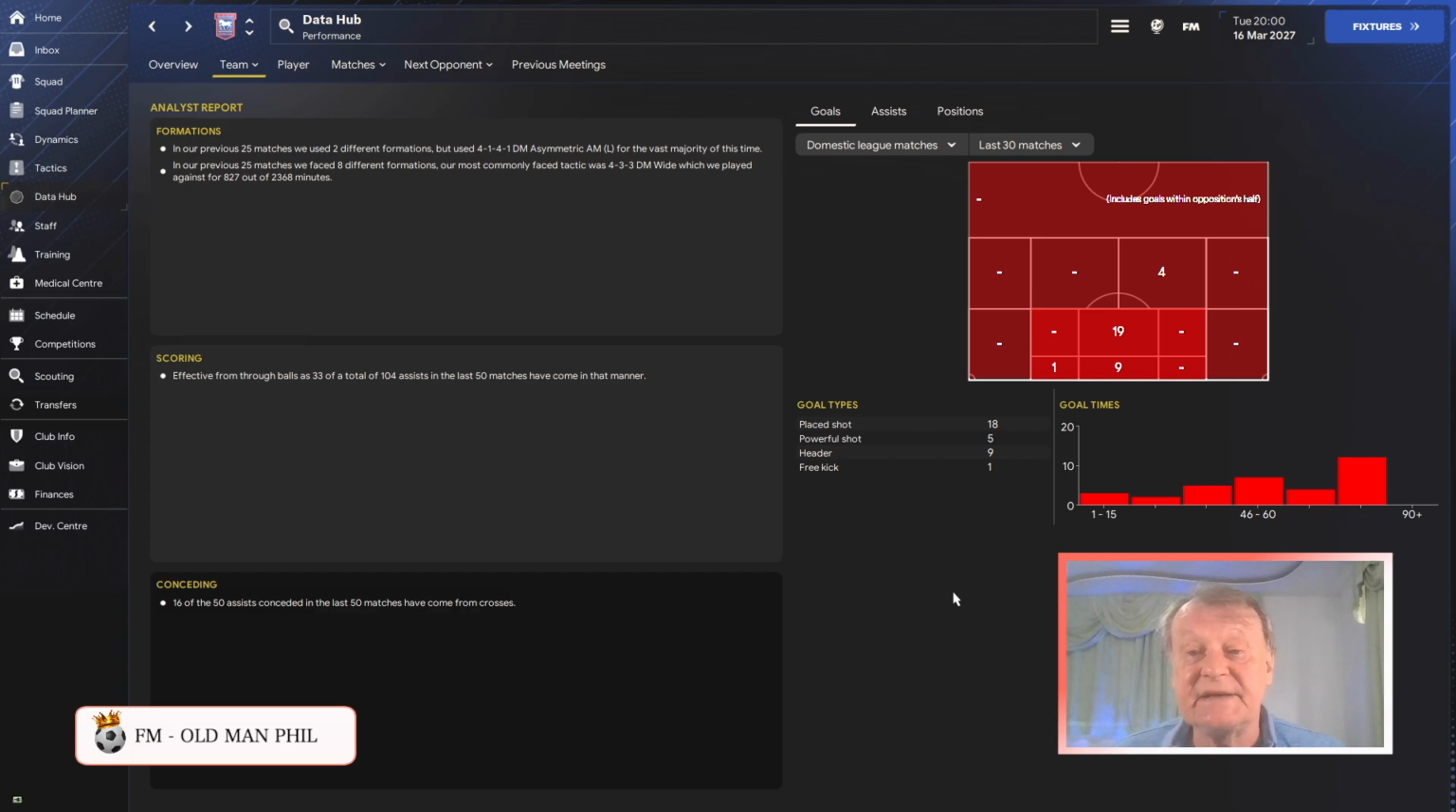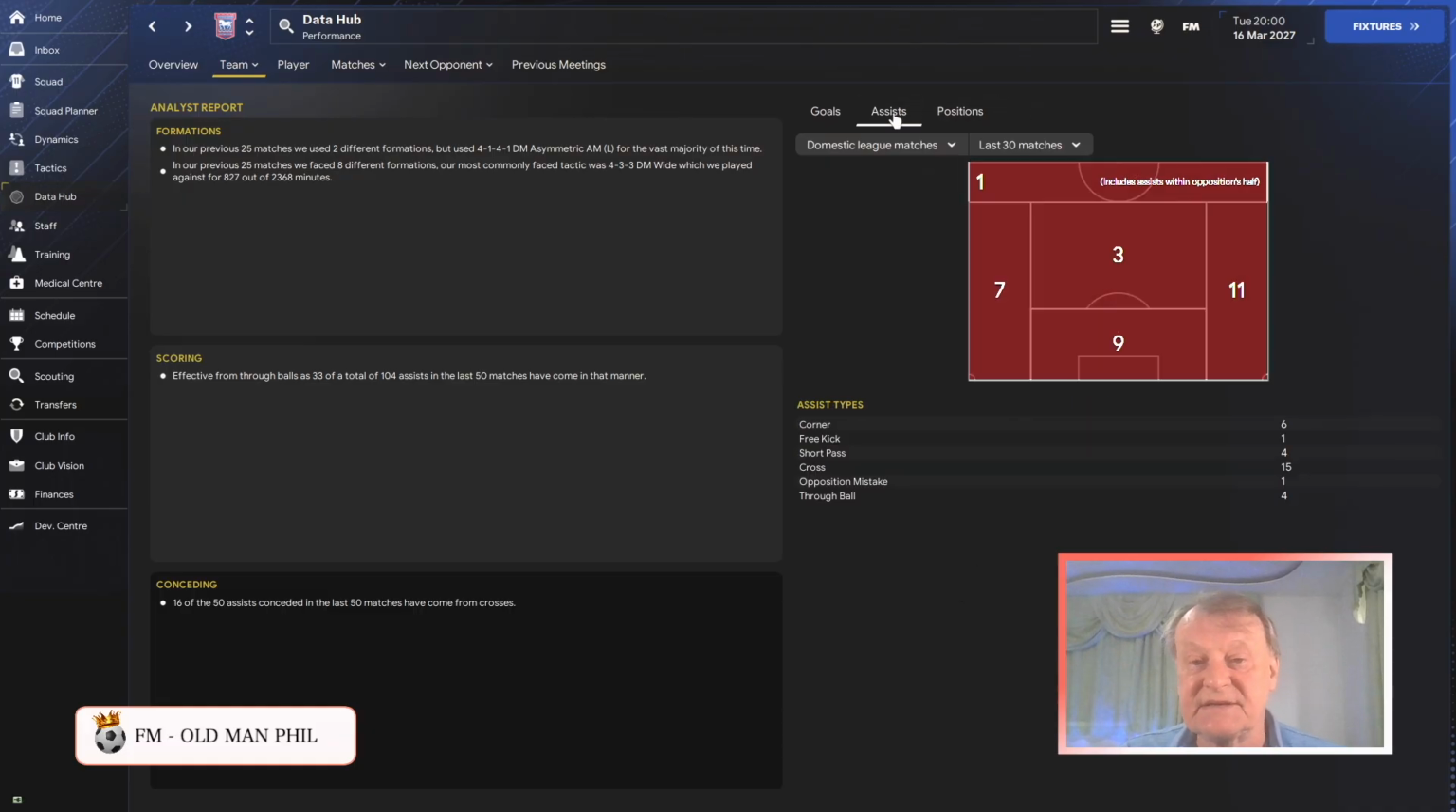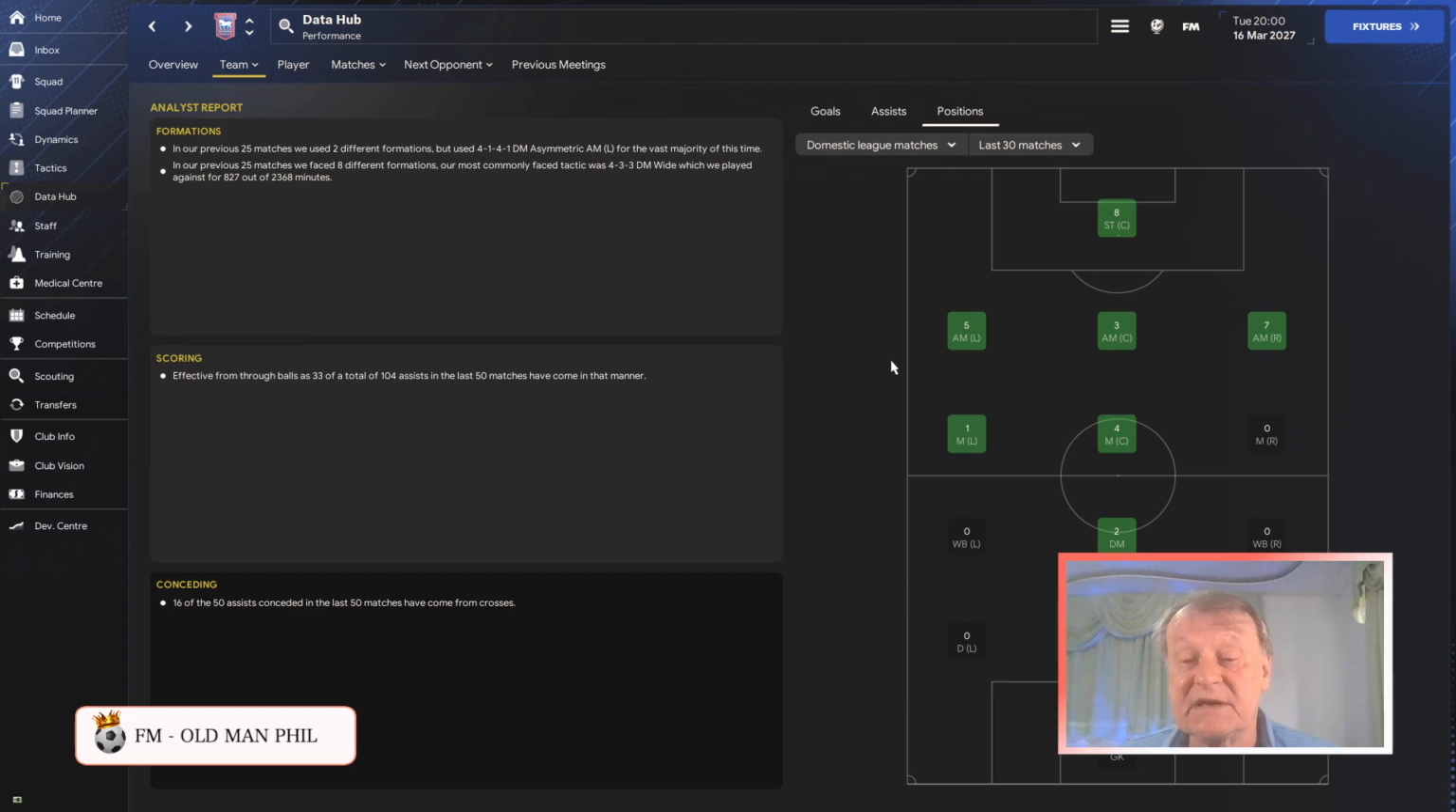Headers only 9. And if we look at the assists from headers, we can see that a lot of assists have come from out wide. A lot of assists have come from just outside the penalty area. Headers may be an issue in terms of goals that we are conceding. In terms of the positions that we concede from, attacking midfield left, attacking midfield right, and striker are the issues that we probably need to look at a little bit more.